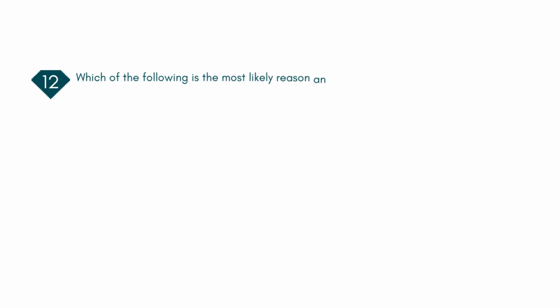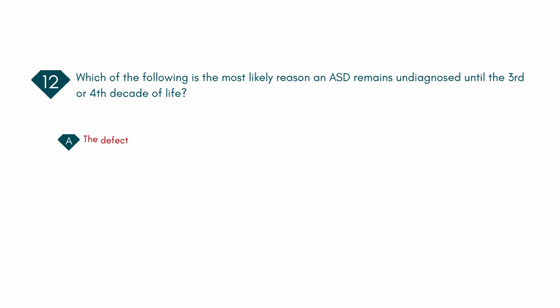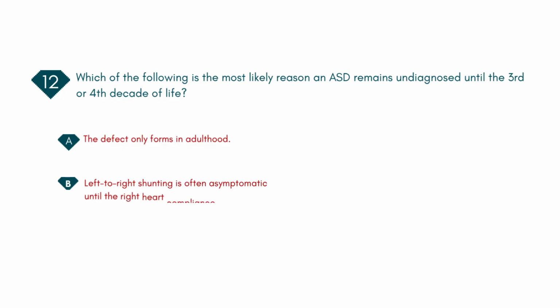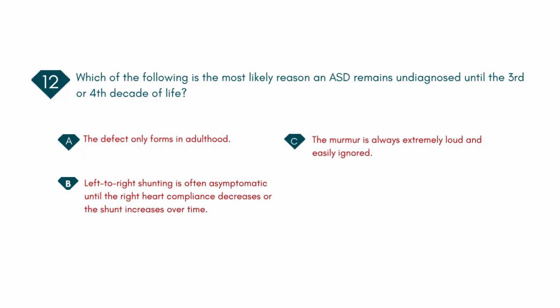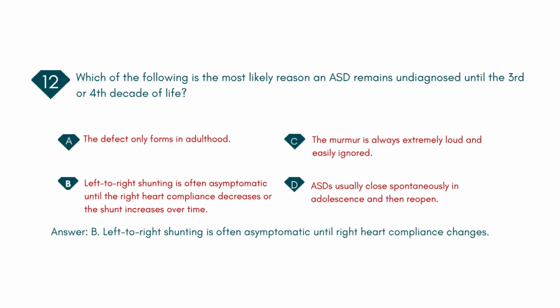Which of the following is the most likely reason an ASD remains undiagnosed until the third or fourth decade of life? A. The defect only forms in adulthood. B. Left-to-right shunting is often asymptomatic until the right heart compliance decreases or the shunt increases over time. C. The murmur is always extremely loud and easily ignored. D. ASDs usually close spontaneously in adolescence and then reopen. Answer: B. Left-to-right shunting is often asymptomatic until right heart compliance changes.